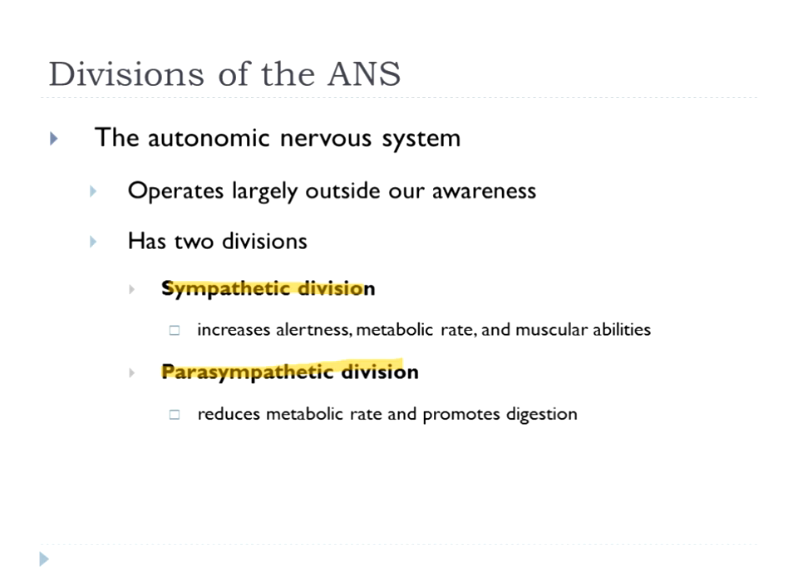So it has two divisions, sympathetic and parasympathetic. Sympathetic increases alertness, metabolic rate, and muscular activities. You probably remember this or are most comfortable with calling it fight or flight. So this would be your fight or flight division of your autonomic nervous system. And your parasympathetic division is kind of rest and digest, or rest and repose. So it reduces metabolic rate and promotes digestion. It's bringing everything back down to kind of a normal standing.